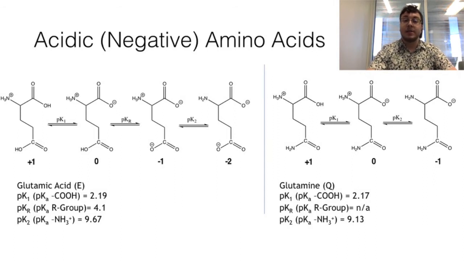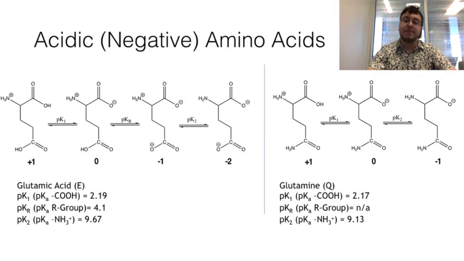So here we can see the charges of each species in a section of a theoretical titration curve. So for glutamic acid, it has 3. So whenever the pH is less than pK1, we see a species that is positive. Whenever the pH is greater than pK1 but less than pKr, we have a neutral species.